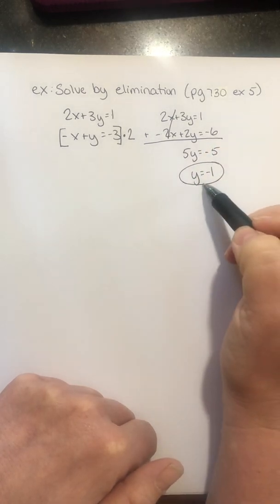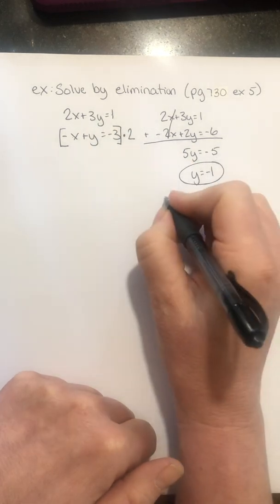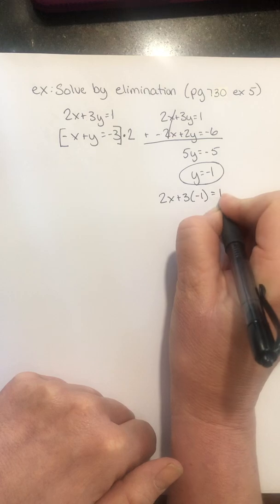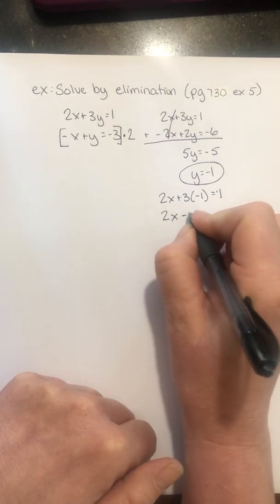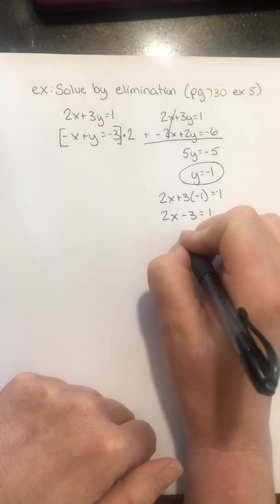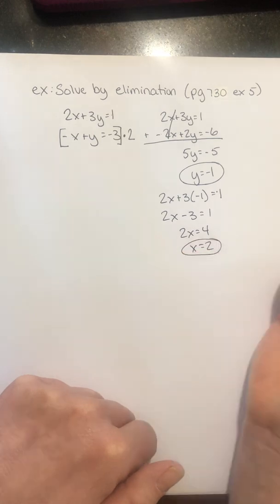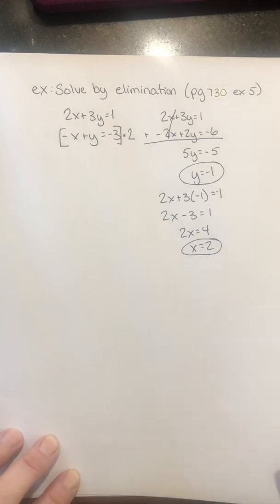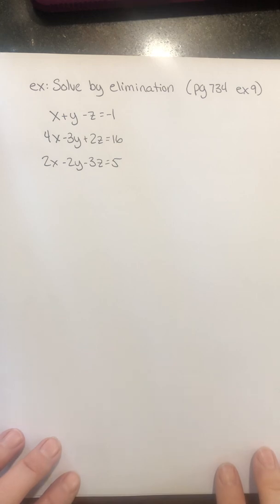And then I can go ahead and plug that back into one of the original equations. I'm just going to use the top one. 2x plus 3 times negative 1 equals 1. So 2x minus 3 equals 1. 2x equals 4. And x is 2. So x is 2, y equals negative 1. Solved by elimination.